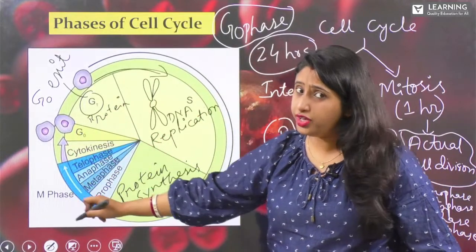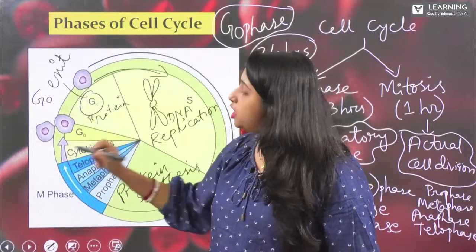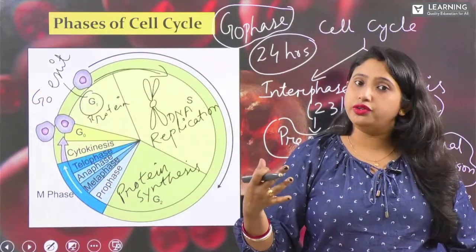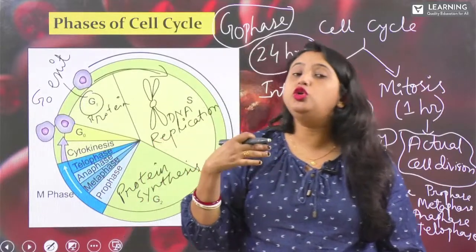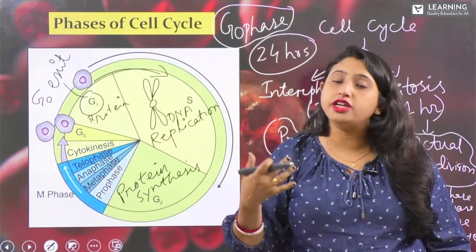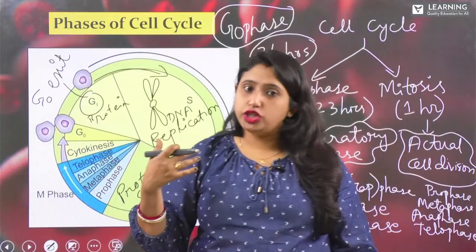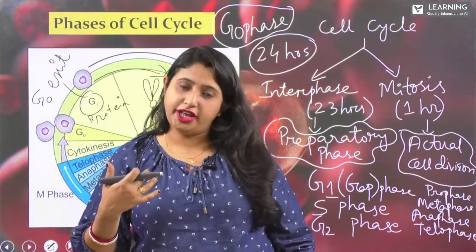Now, in the M phase, the cell further undergoes division, and it leads to the formation of two cells by the process of cytokinesis. That is, the division of the cytoplasm takes place.